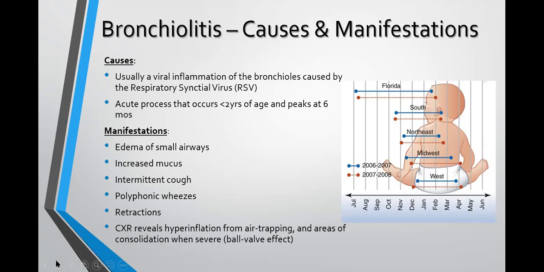Bronchiolitis is usually a viral inflammation of the bronchioles caused by the RSV virus, right? It's an acute process that occurs in children less than 2 years of age and peaks at 6 months. Manifestations: increased mucus, cough, wheezes, edema of the small airways. The baby may have retractions. That means his stomach is sucking in when he's breathing because he's using his accessory muscles.